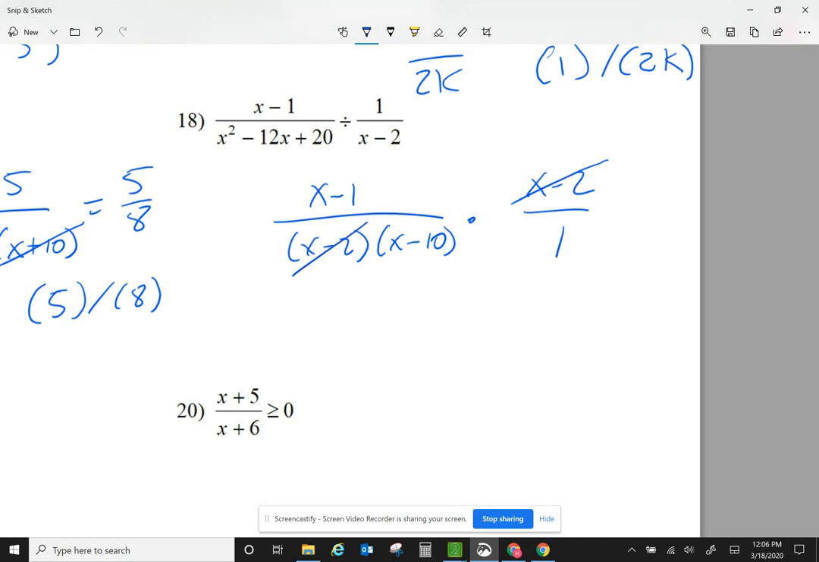So I cancel the x minus 2s. So I get x minus 1 over x minus 10. I'm going to type that as x minus 1 over x minus 10.